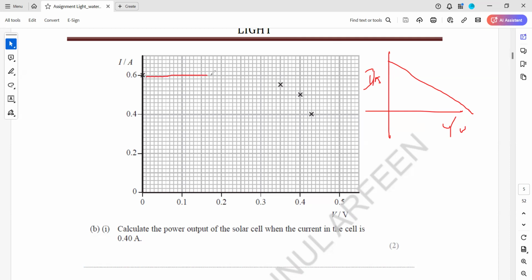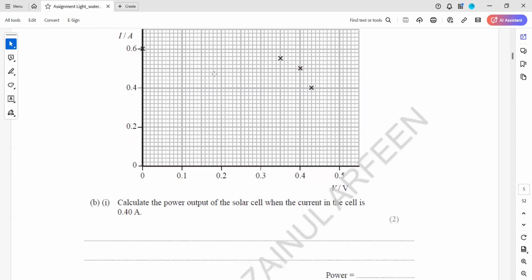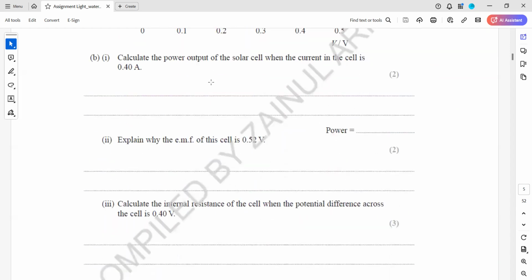So that's why for a solar cell, the graph is somewhat like this. But if it was a normal cell, then the graph would be like this, a linear, straight line graph. Because for a solar cell, the voltage or the potential across the solar cell also depends on the light intensity.